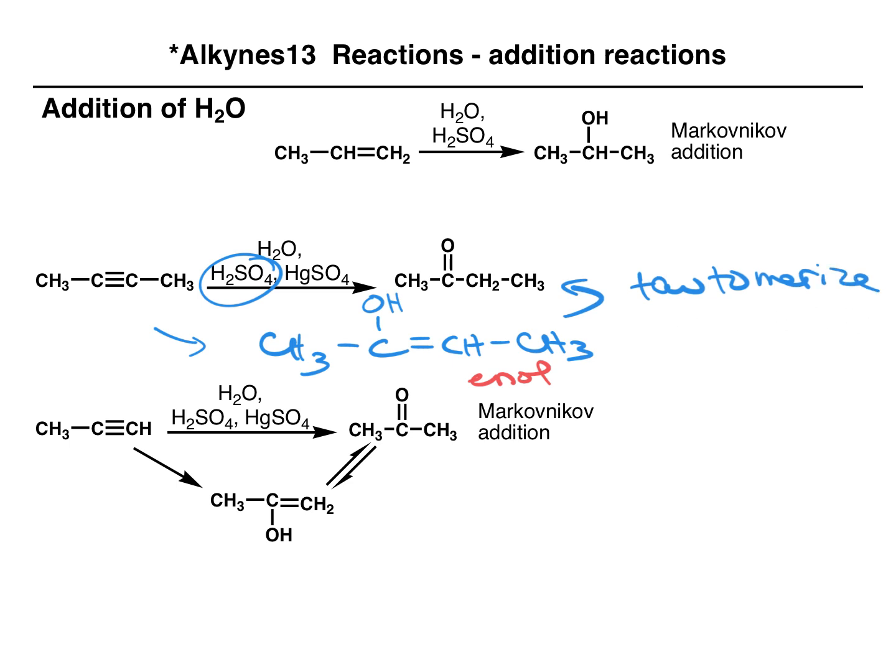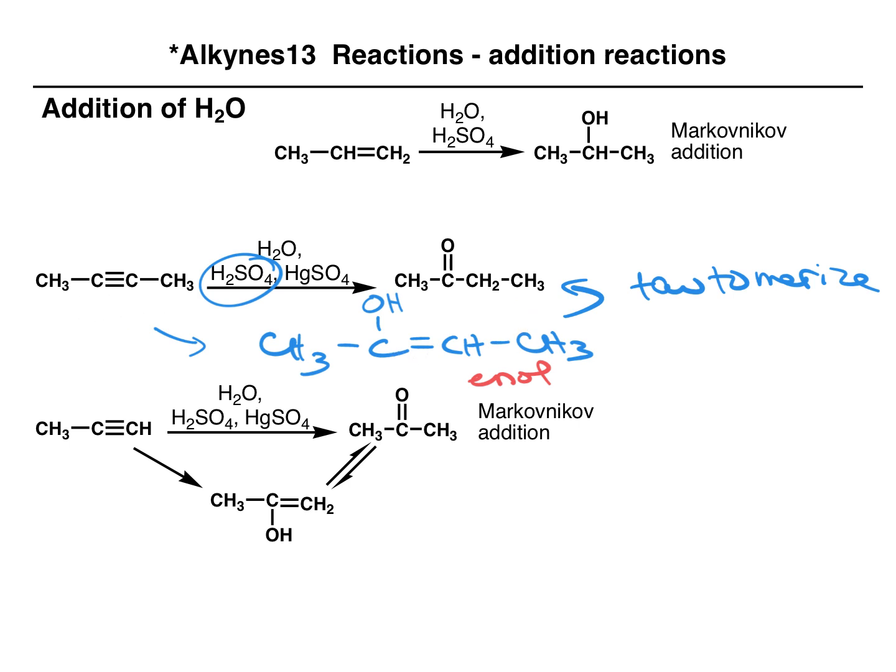Tautomerize is a fancy word for an isomerization between two tautomers. Tautomers have the same connectivity with the heavy atoms. It's just a difference in the location of the hydrogens and the bonds. So this is a pair of tautomers. When this isomerizes to this, it's called a tautomerization.